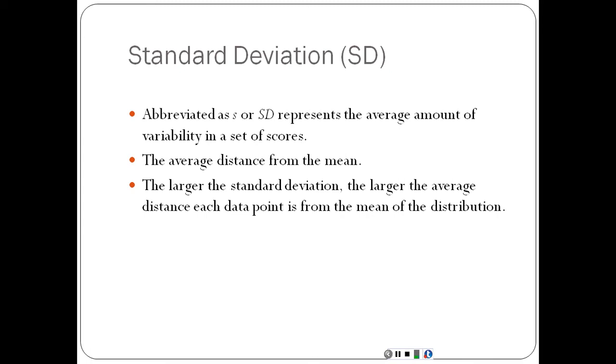So if you have a set of 50 scores, and you take the mean of those scores, for instance, if that mean is 25, then the standard deviation is basically the average distance of all of the other scores from that mean of 25. So the larger the standard deviation, the larger the average distance each data point is from the mean of the distribution.